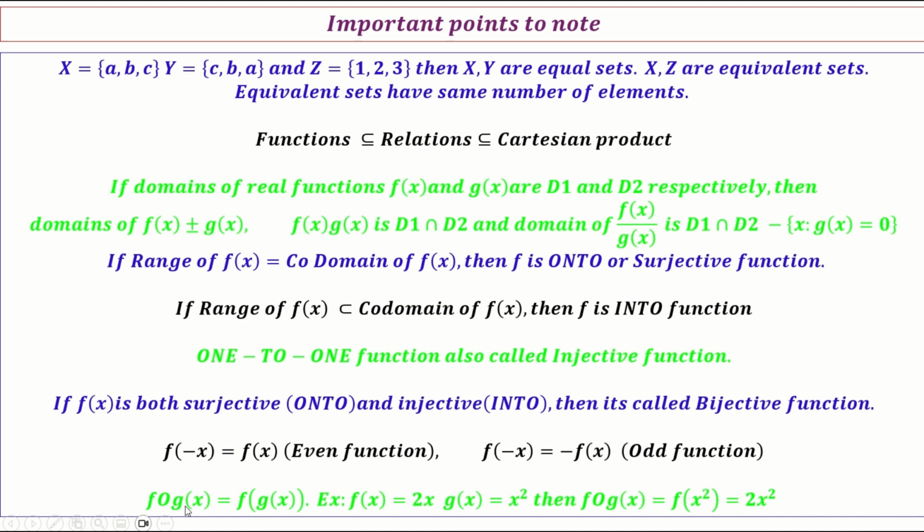Okay, f of g, that's f composed with g, you call it fog. f of g is nothing but f of g of x. Just an example, if f of x equals 2x and g of x equals x square, then f of g of x: g of x is nothing but x square. So f of x square is nothing but 2x square. Okay, this is how you'll do. Let's do the next.